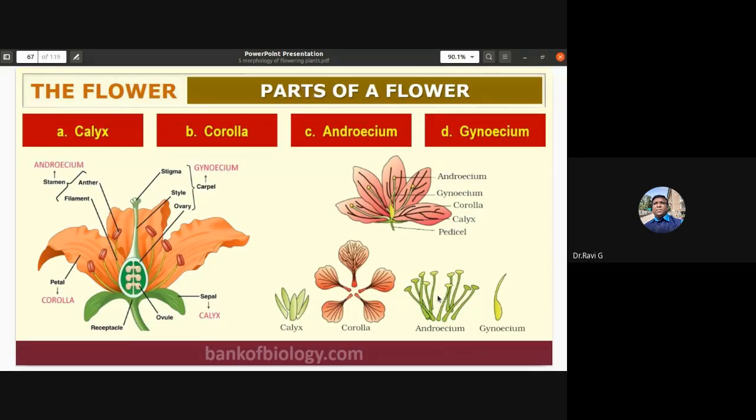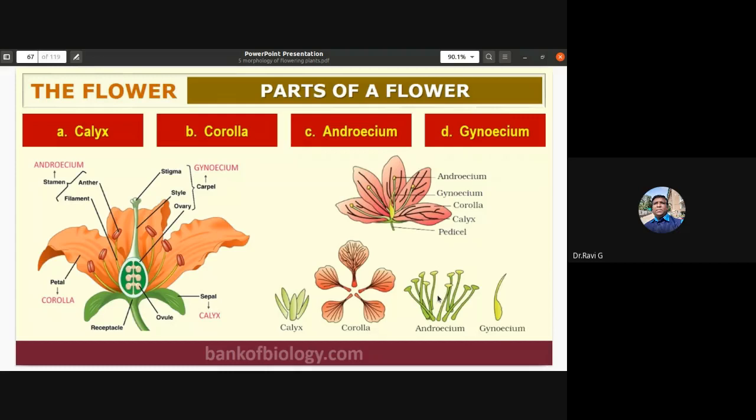Then parts of a flower, if we look into, so we have this calyx, corolla, androecium, and gynoecium. So calyx and corolla are accessory whorls or non-essential whorls. Androecium and gynoecium are essential whorls. So you can remember about this. The accessory whorls, non-essential whorls, don't get involved in reproduction, whereas androecium and gynoecium are called essential whorls or reproductive organs because they directly get involved in reproduction.